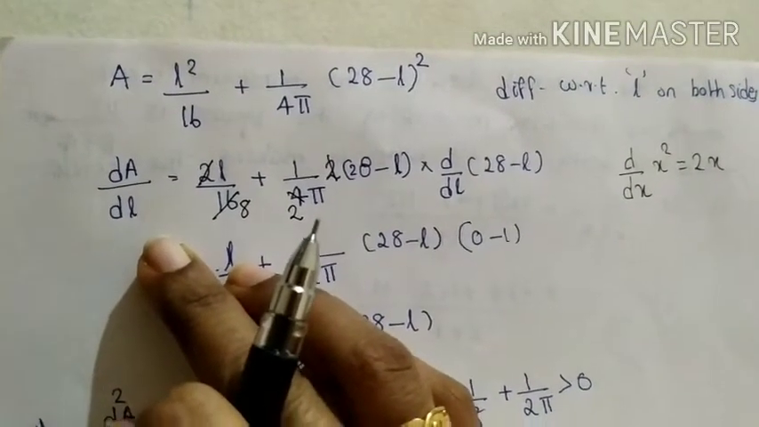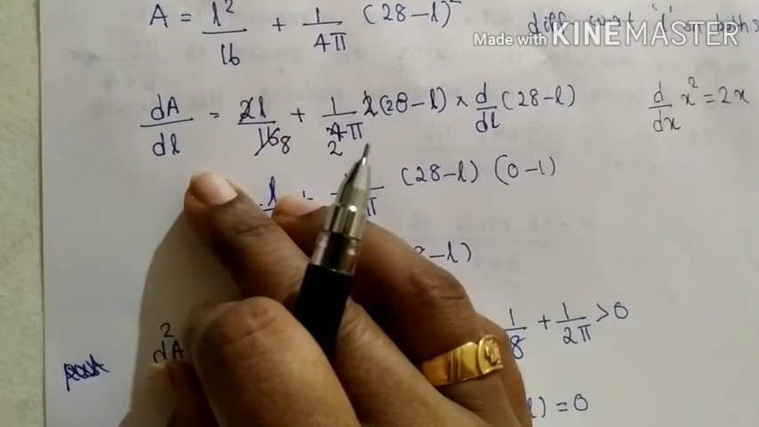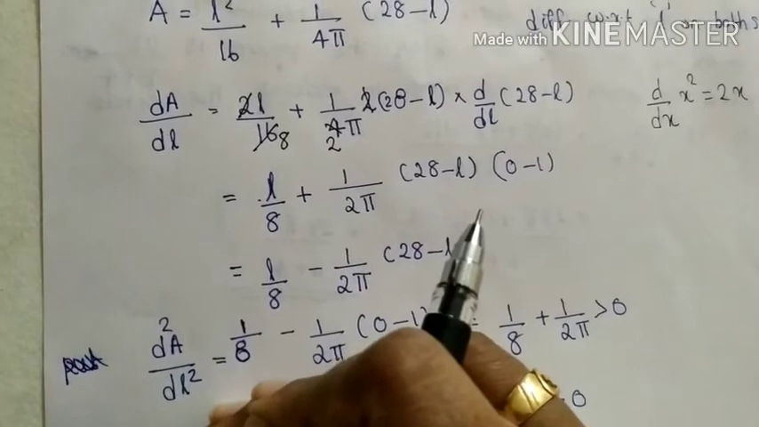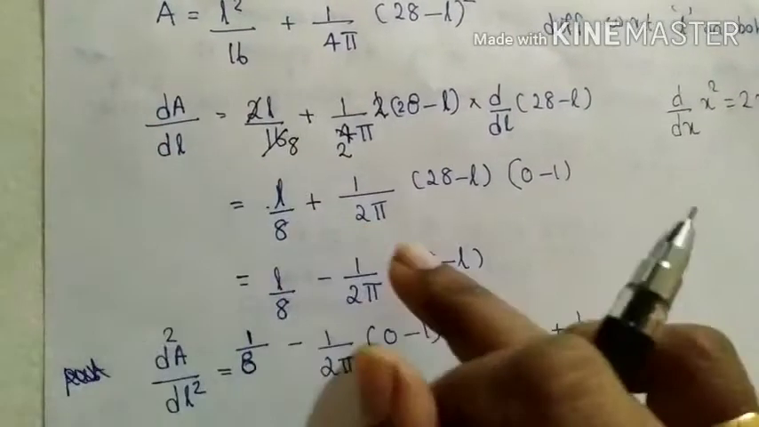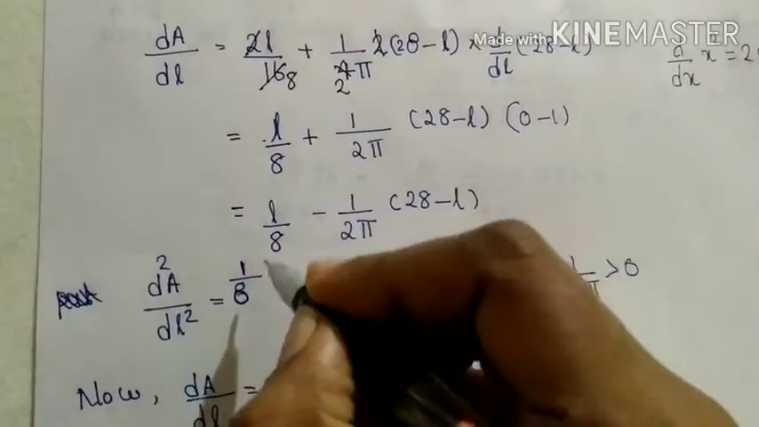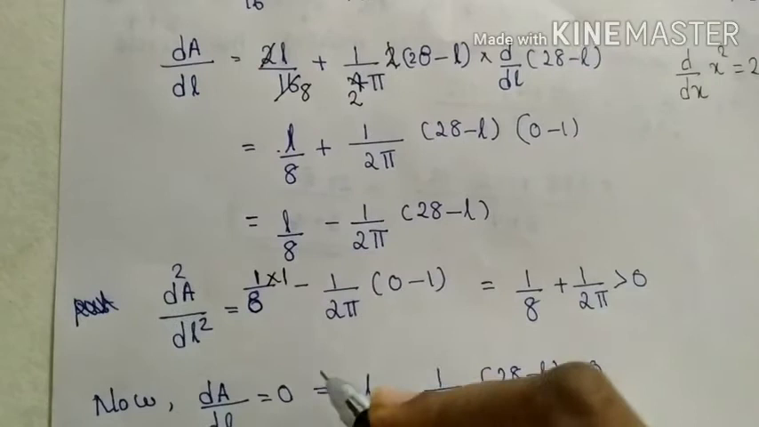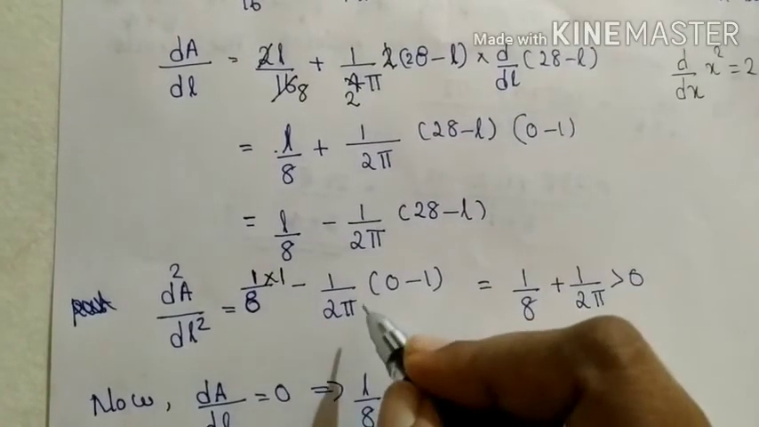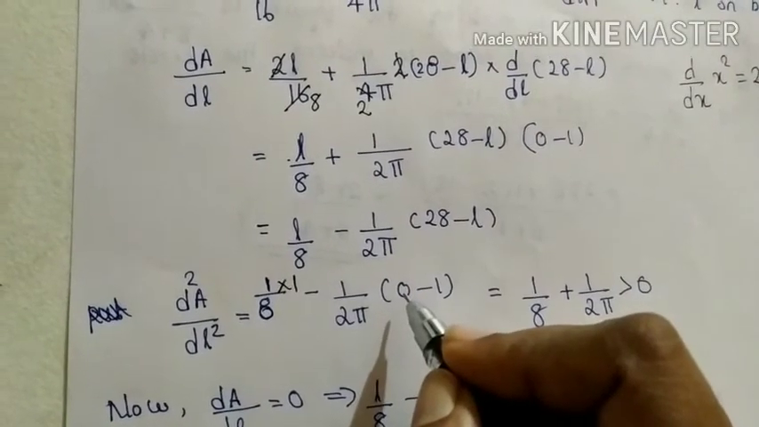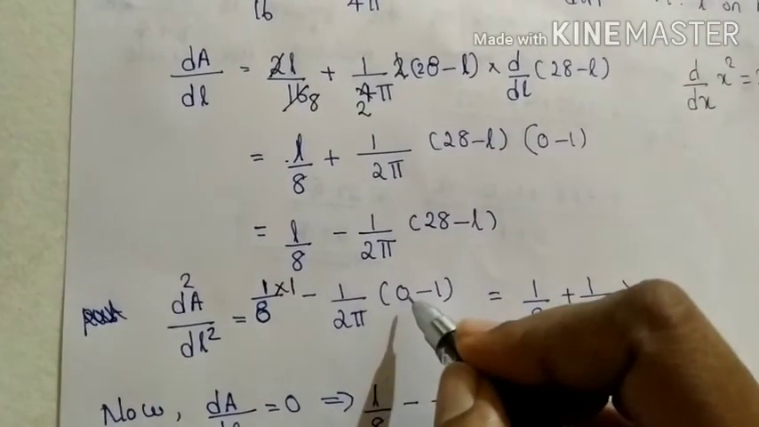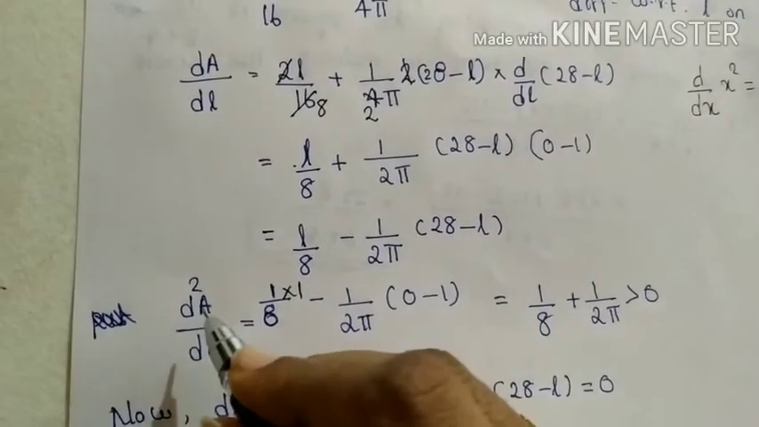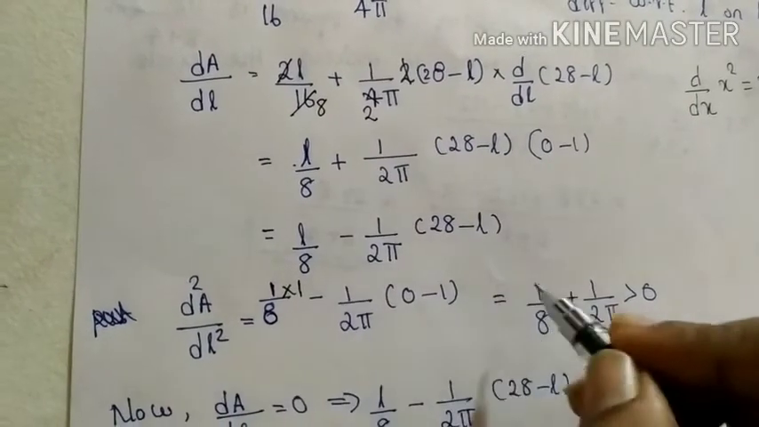So L by 8 minus 1 by 2 pi into 28 minus L is the value of dA by dL. Next, by using the second derivative test, we need to find d square A by dL square. Differentiating this again with respect to L, 1 by 8 is a constant and the derivative of L is 1, minus 1 by 2 pi is a constant. The derivative of 28 is 0 because 28 is a constant, so the derivative of a constant is 0, minus the derivative of L, which is 1. So we get d square A by dL square as 1 by 8.